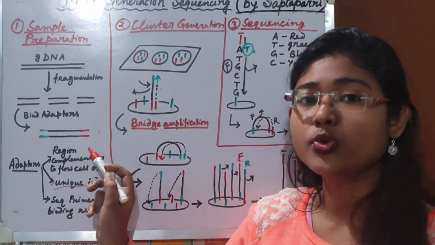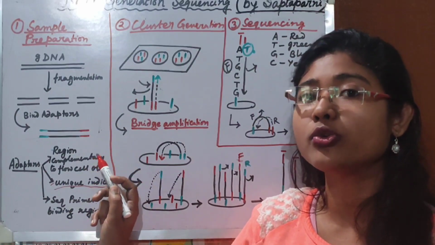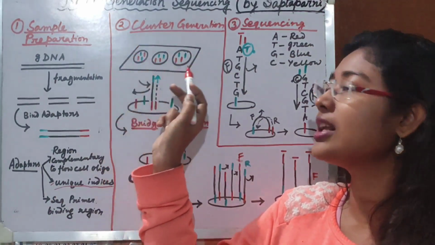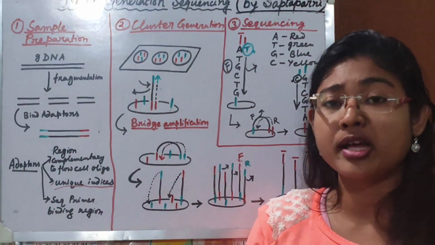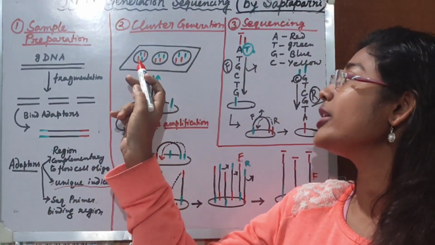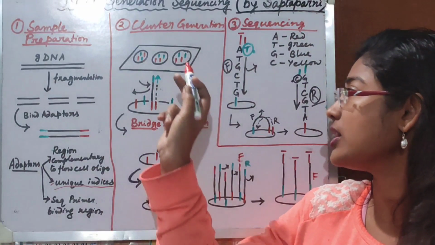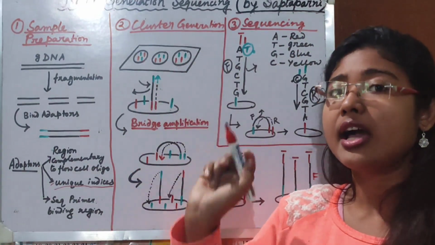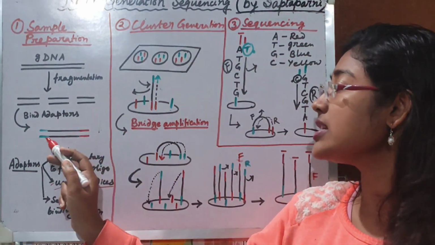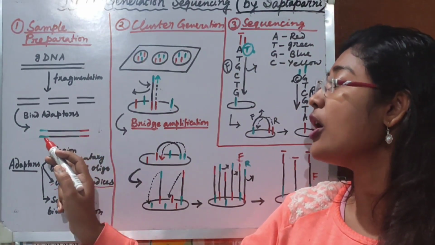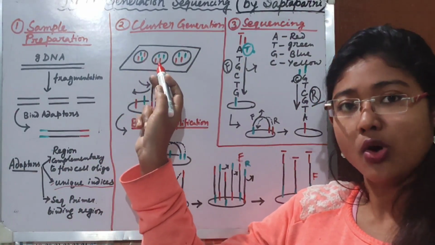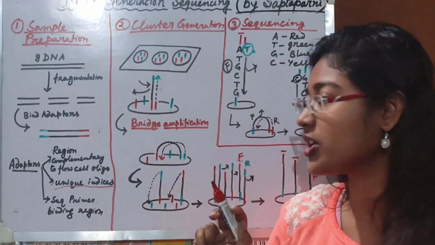Obviously, there will be a site which will be complementary to the oligonucleotide present in the flow cell. See here, these are the 3 flow cells present in the glass slide. There are numerous flow cells present in the glass slide, but I have only drawn 3 here. And each flow cell is coated with 2 different types of oligonucleotides, the red one and the green one. These oligonucleotides are complementary to these adapters. So these adapters are actually added for hybridizing the template DNA strand with this flow cell, for the purpose of next generation sequencing.